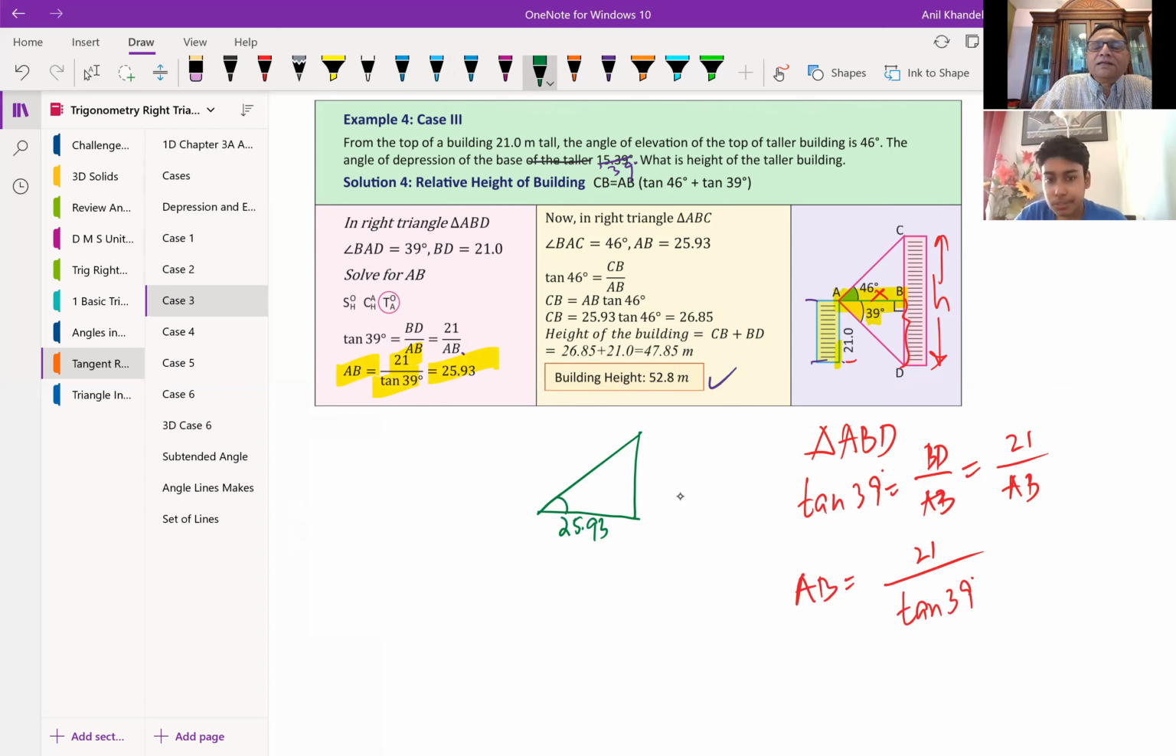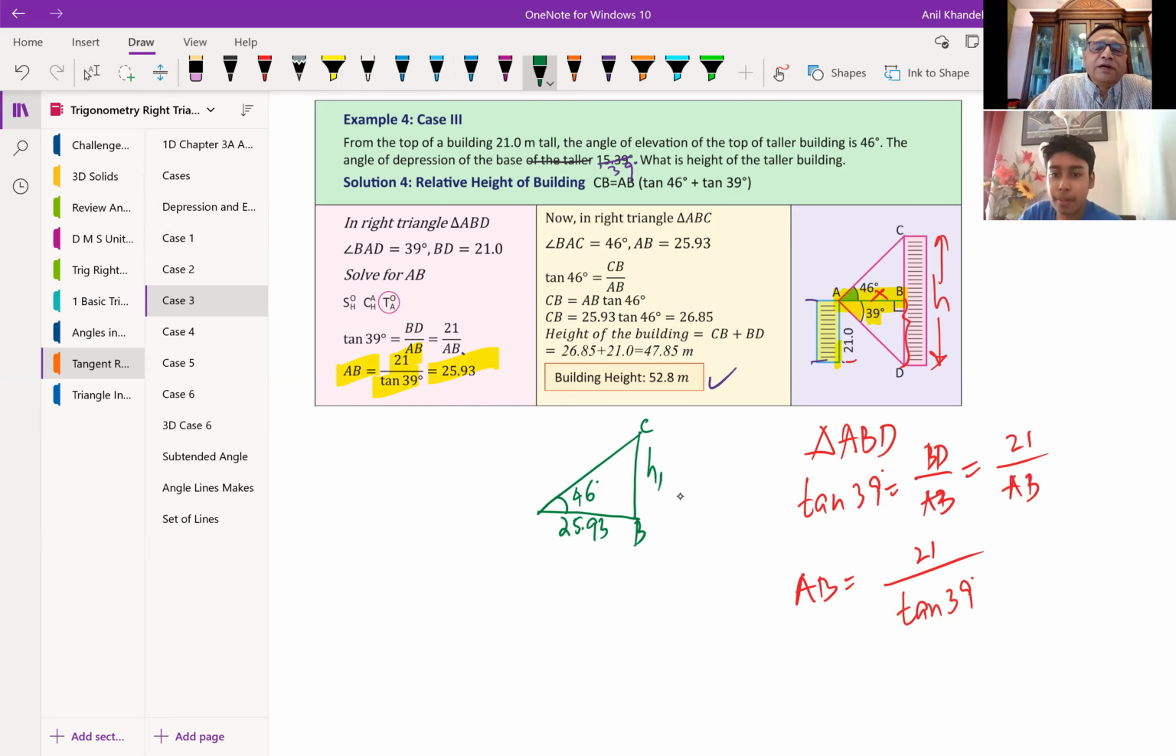And that angle is 46. We have to find, let's break this up into two different heights. Let's say CB, right? This is CB. So we can do tan theta now, sir, because we already have the adjacent side. We just need to find the opposite. Yes. So let's call this H1, and then you can find H1, correct?